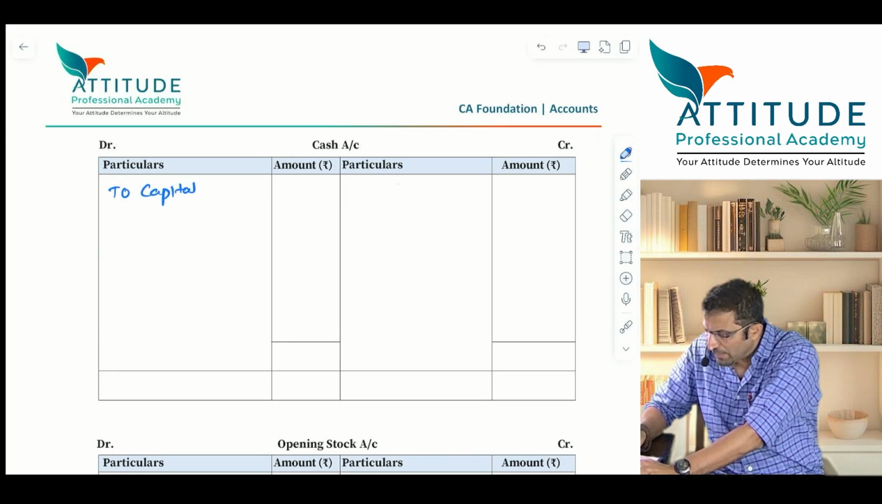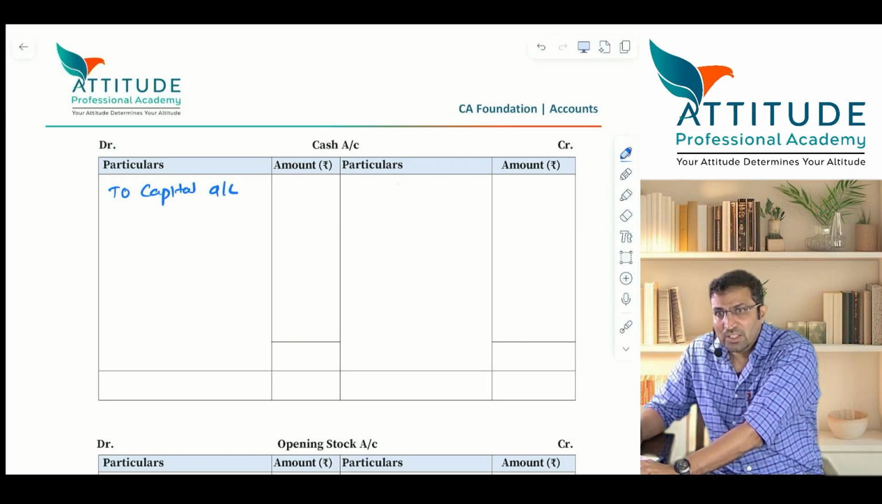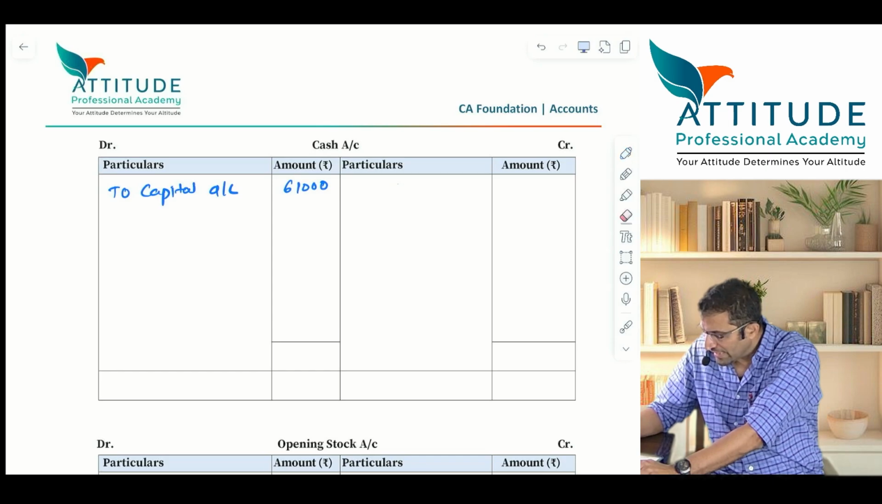And how much should I write the amount here? 50,000 or 61,000? Look at the journal entry. To capital account is 61,000, no? So should I put 61,000 here or 50,000? Pakka? Yes. Guarantee? Yes. Very good. You all are right, at least for once.